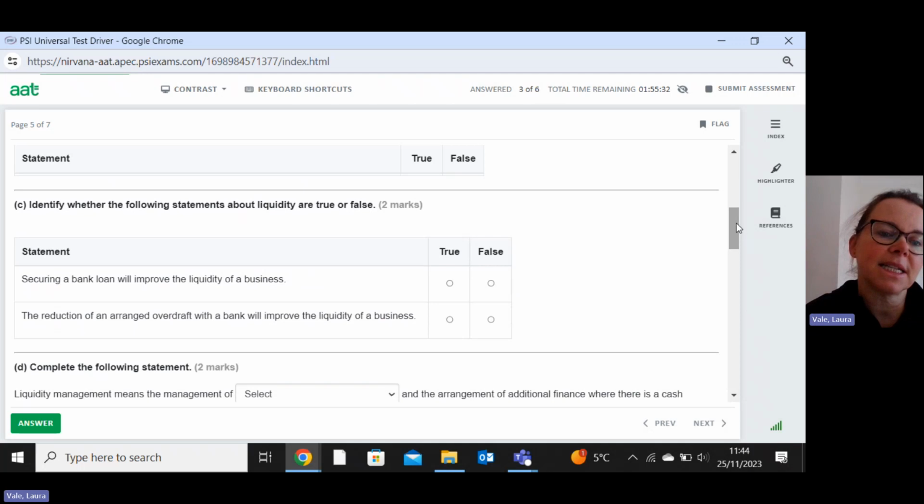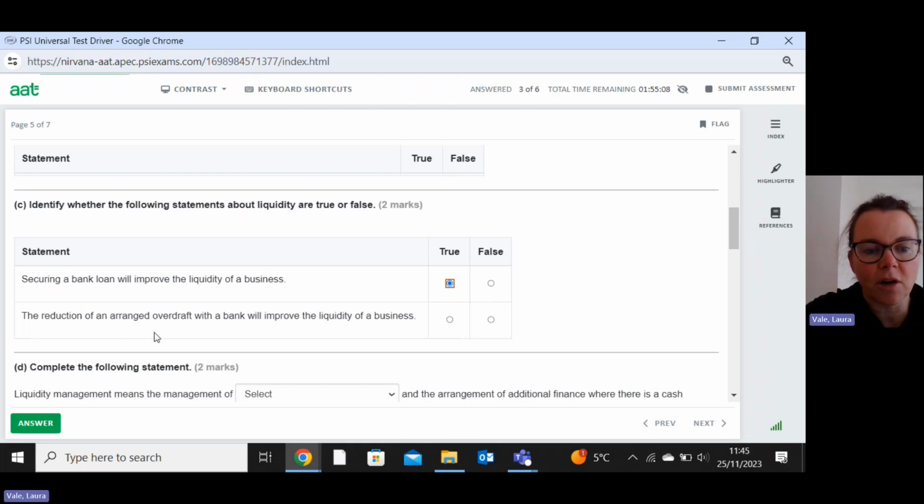Identify whether the following statements about liquidity are true or false. Securing a bank loan will improve liquidity. So liquidity means that the business has got money available to be able to pay its debts as they fall due. So if it gets a bank loan, it's going to have more money available. So yes, that would be true.